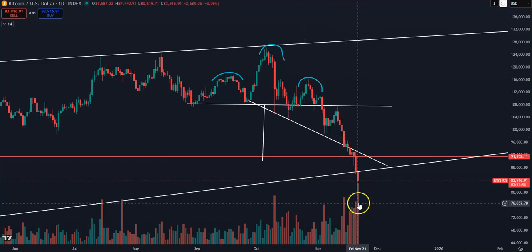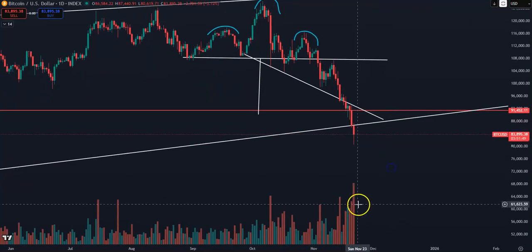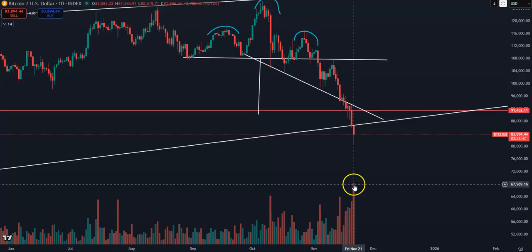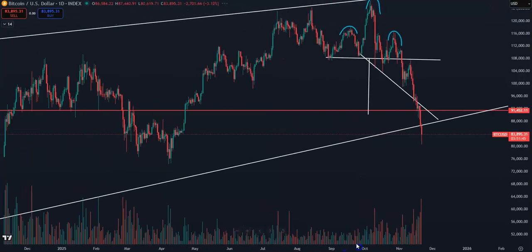Now, of course, if you look at the last 3 days, especially today, there's been a lot of capitulation, which could be a good thing, just because this is the most volume.